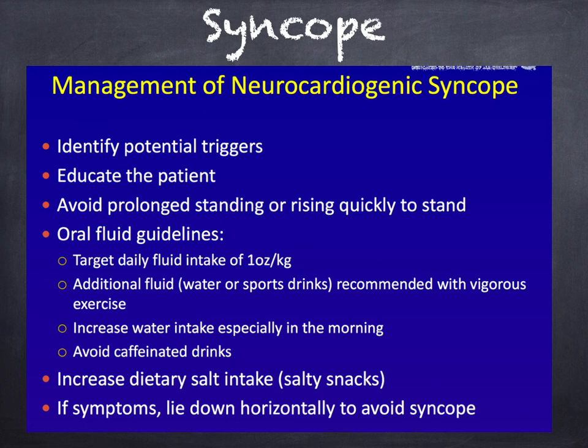So, regular old fainting, which is also known as neurocardiogenic syncope. You want to identify what the potential triggers are for that and make sure you educate the patient to avoid prolonged standing or rising quickly, to drink plenty of fluids, and avoid caffeinated drinks to increase salt. So some kids who have neurocardiogenic syncope, we actually have them carry pretzels on them at all times and a water bottle, and if they're starting to feel like that they should lay down.